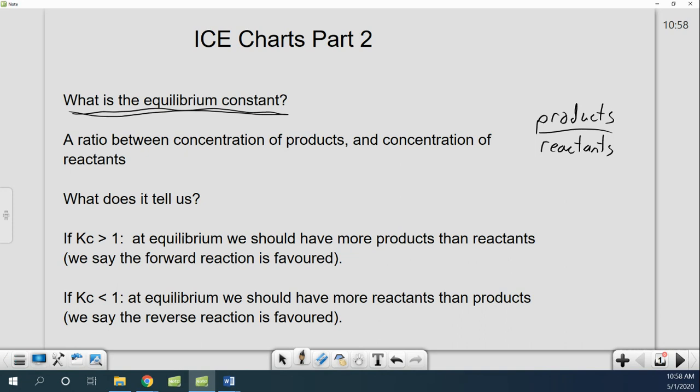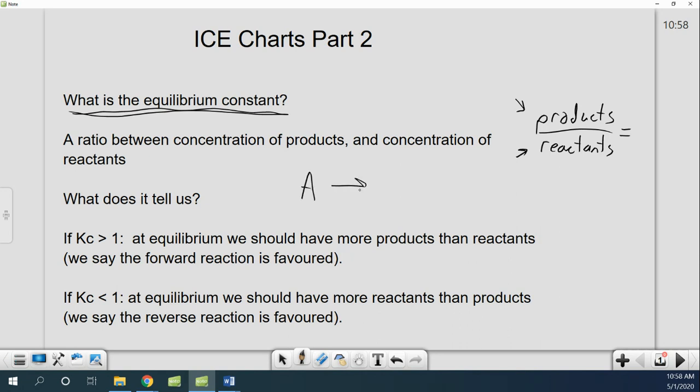Well, basically what it means is if the answer to this is bigger than 1 at equilibrium, it means you should have more products. The top of your fraction has to be bigger than the bottom if the answer is going to be bigger than 1. So you should have more products than reactants. It means your product side of that equation is favored. We say that the forward reaction is favored.